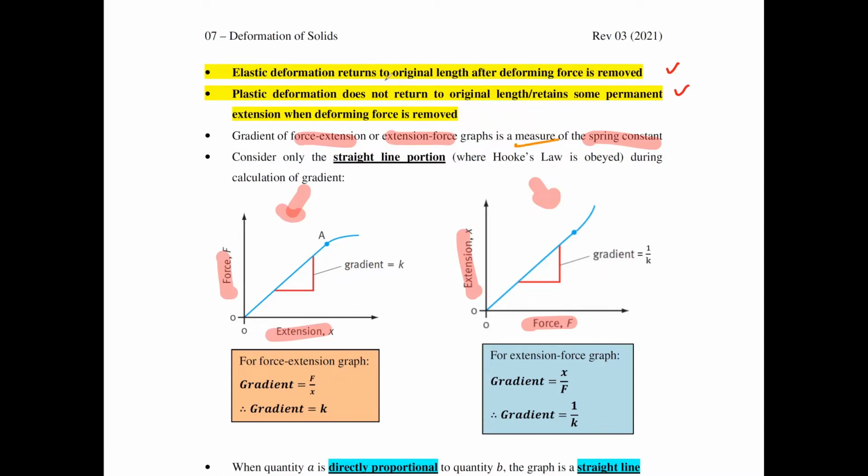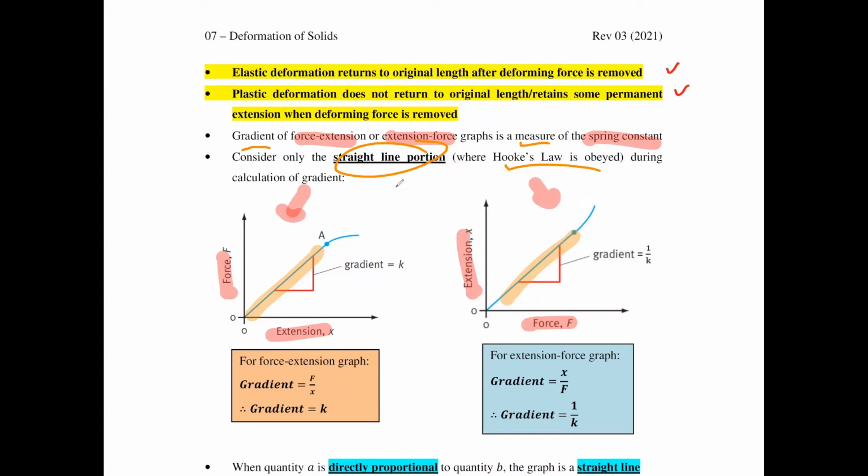Okay, when you want to calculate the gradient, only consider the straight line portion of your graph, because that's the region where Hooke's law is obeyed. Spring constant is only applicable for a material that obeys Hooke's law. So if you're talking about a material that obeys Hooke's law, it will only apply to the straight line portions of the graph. You do not find the gradient at the curve portion. You must only find the gradient at the straight line portion because that's where Hooke's law is obeyed.